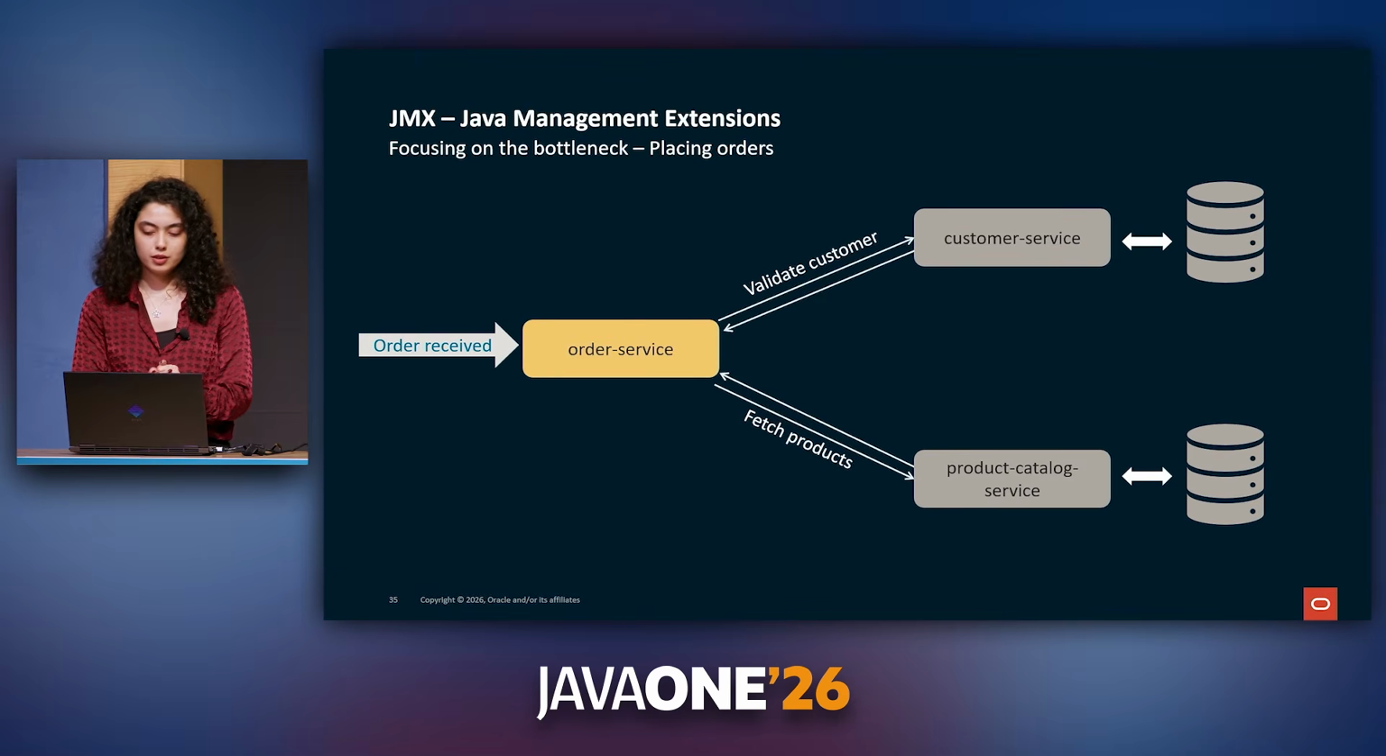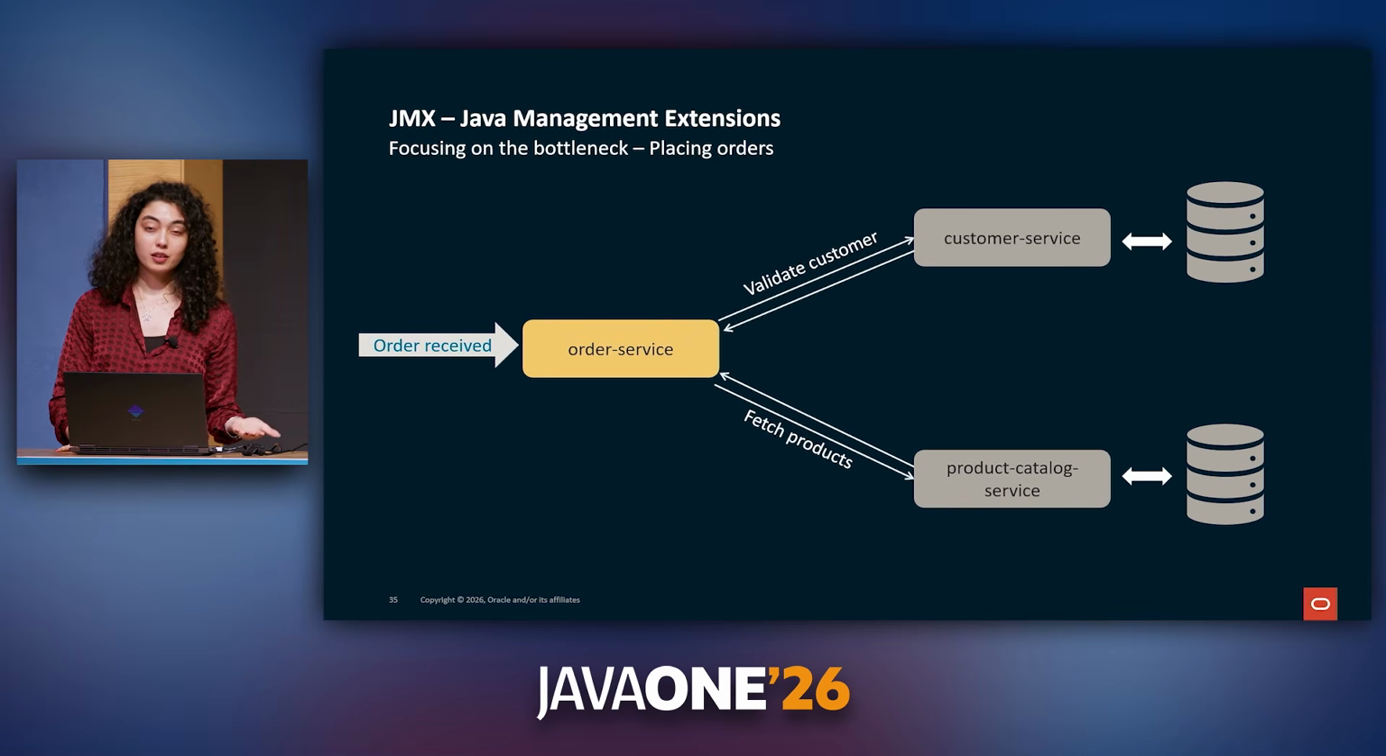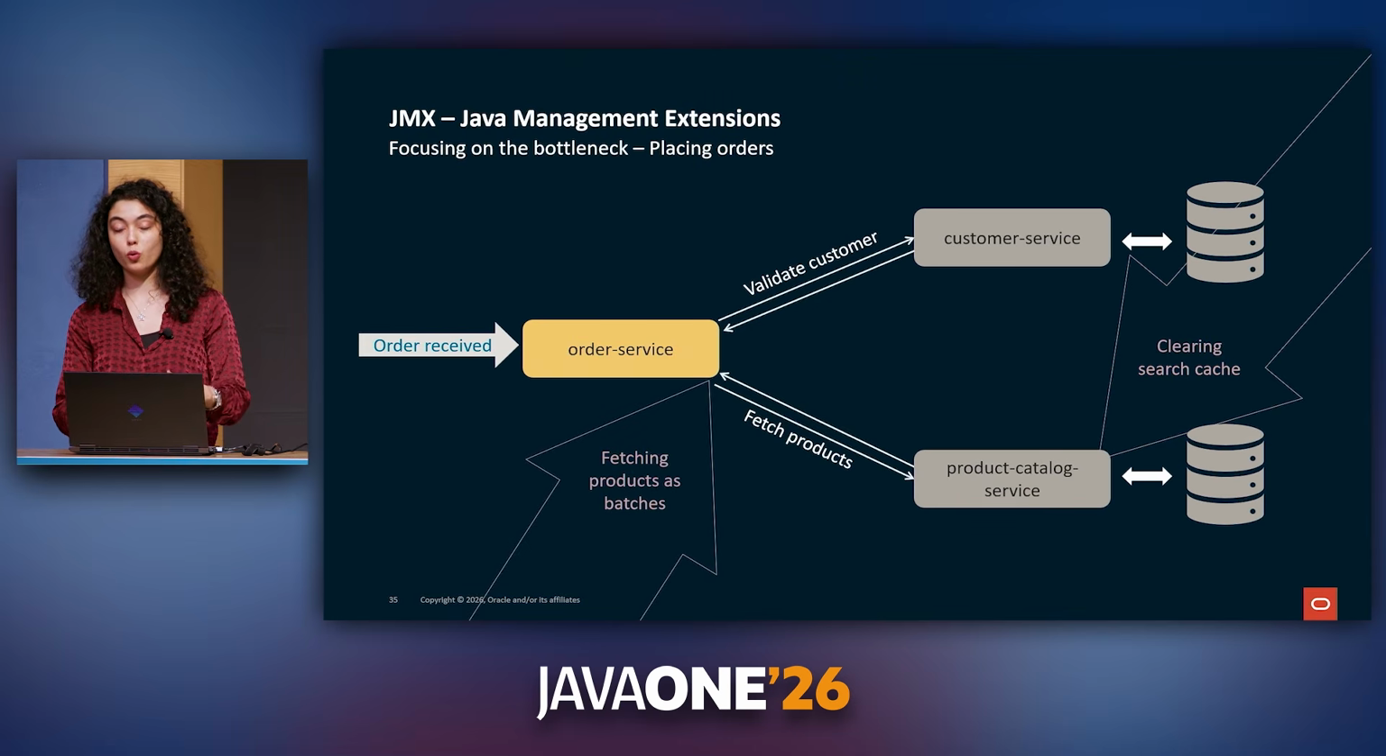What can we control here to prevent some problems? This is a difficult question. But for instance, on the product catalog service side, we might have a search cache, and we might want to clear this from time to time to prevent any potential memory pressure. And the second thing could be how we fetch the products from the order service side, because maybe on usual days we can fetch a single product at a time because it is faster, but on busy days it might be a good idea to fetch batches of products.